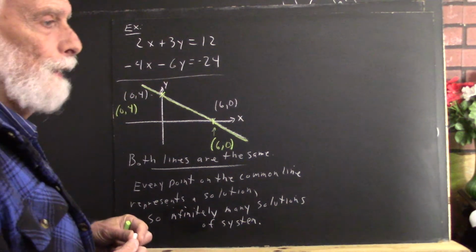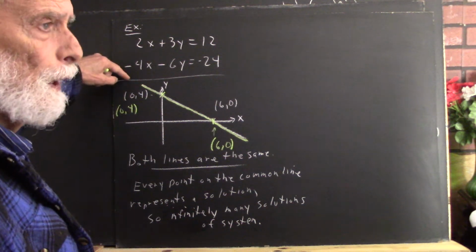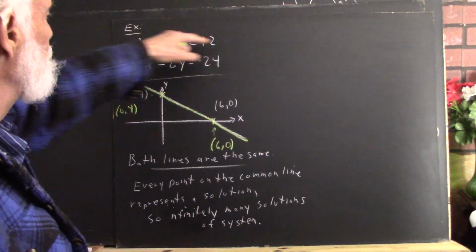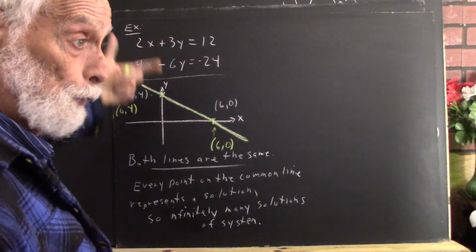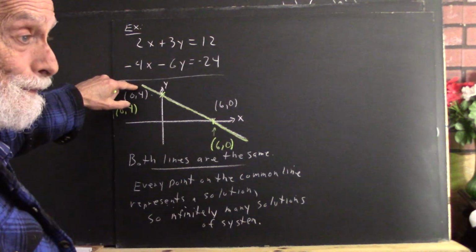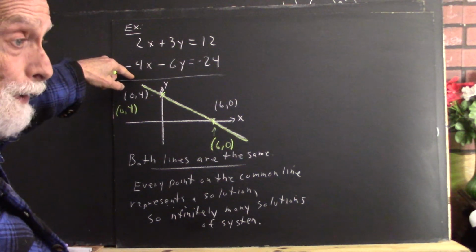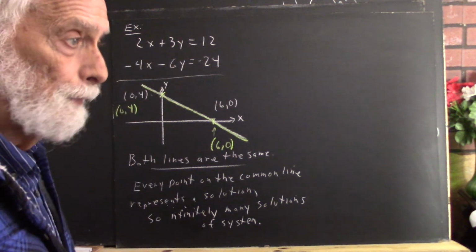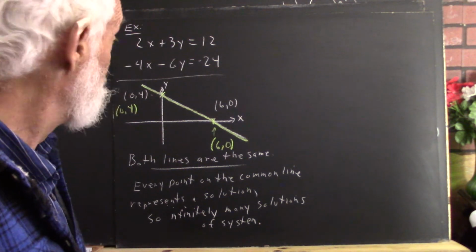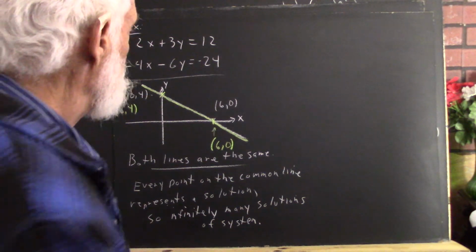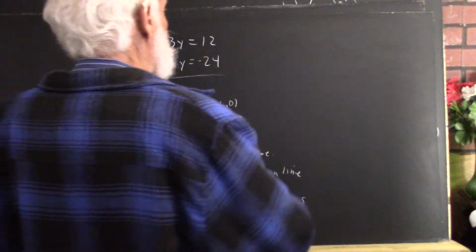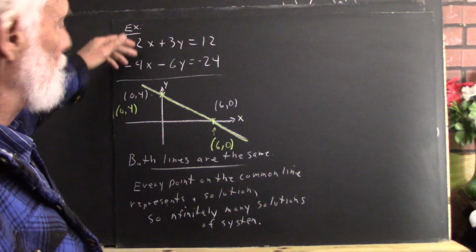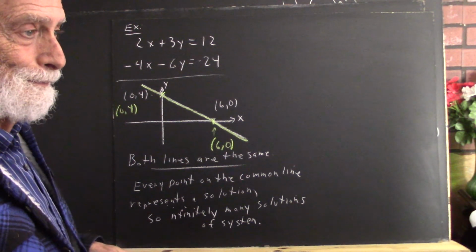Okay. And that's because one equation is a multiple of the other. If you multiply this equation by negative 2, you get this. Negative 2 times 2 is negative 4. Negative 2 times 3 is negative 6. Negative 2 times 12, negative 24. Well, that's all right. That can happen. You can't always see it when one equation is a multiple of the other.